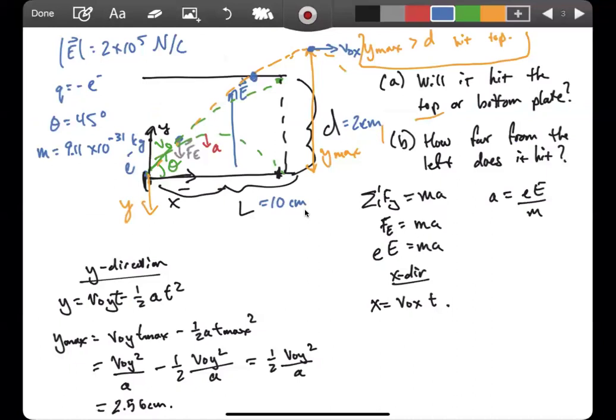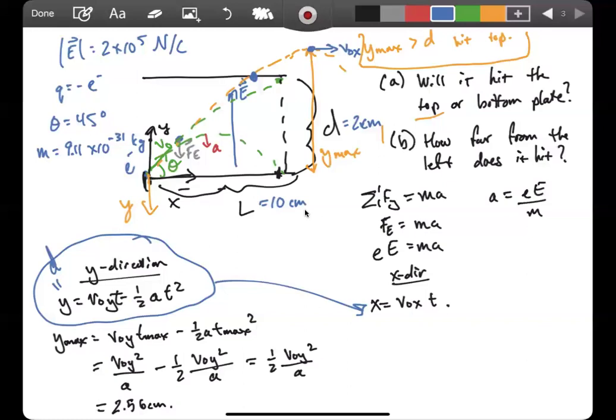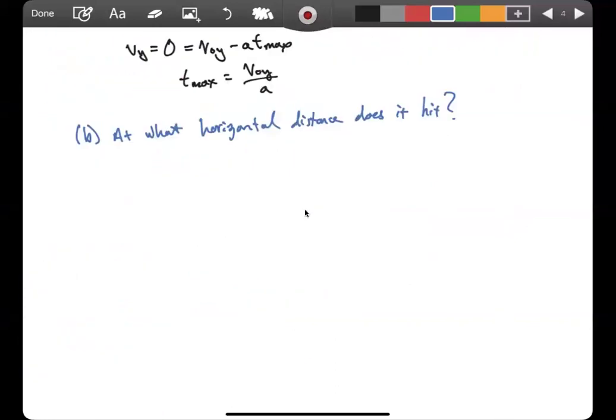Well, now we know the y height at which it's going to hit. That's simply going to be that height of d. Okay. So all I'm going to do now is use, again, my y direction. We're going to substitute in that it's going to hit at the distance of d, use that to find the time t hit, and then plug that back into the horizontal distance to find the horizontal distance at which it hits. So let's do that.